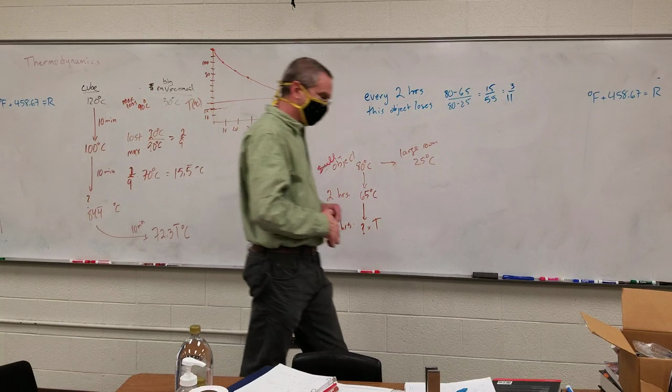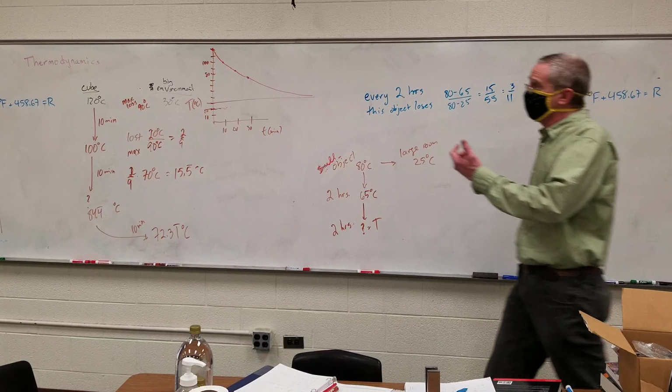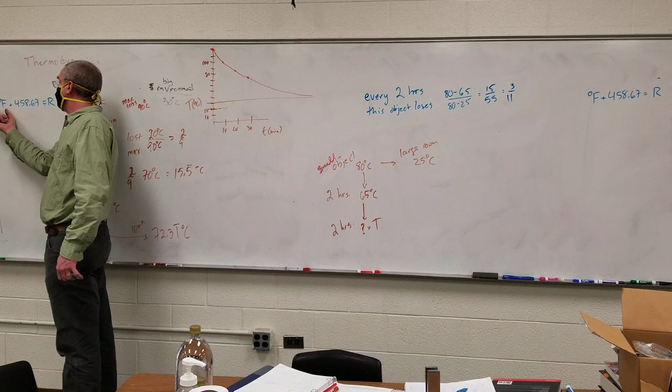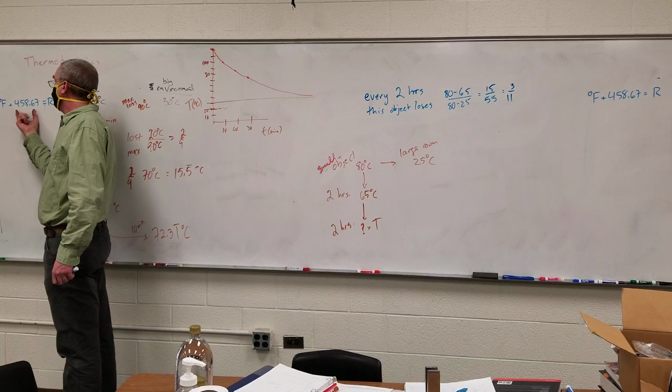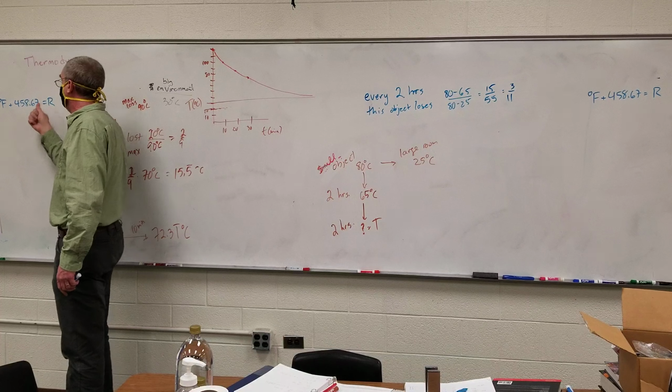So let's take a look at this as a group. Also, I saw my note, and so I remembered, just flash back to the beginning, you take the degrees Fahrenheit and you add 458.67, you get the temperature in Rankine.